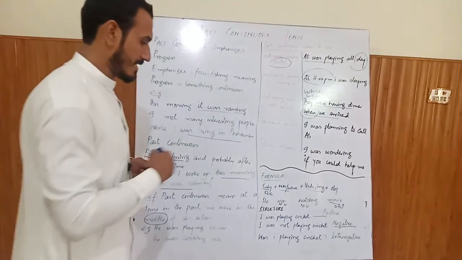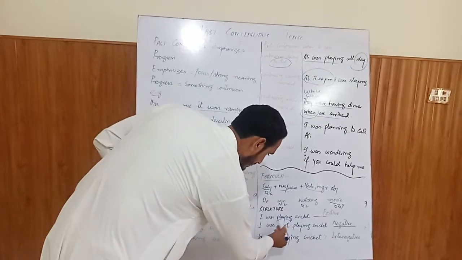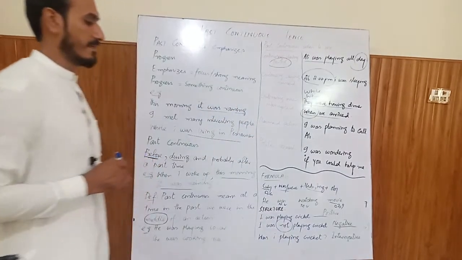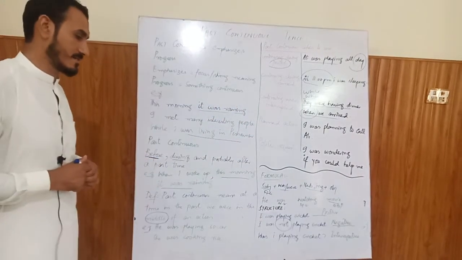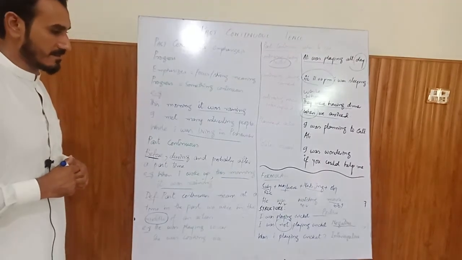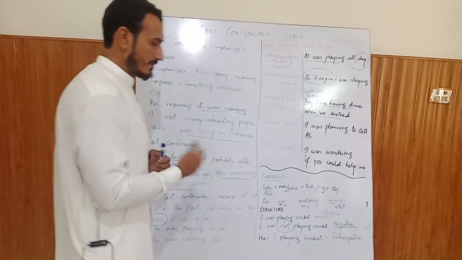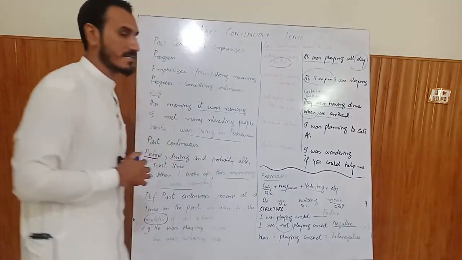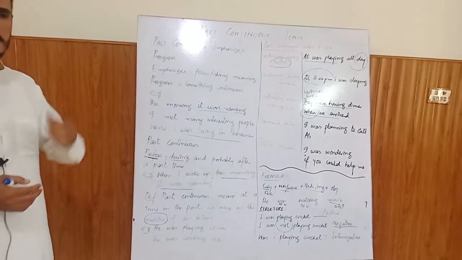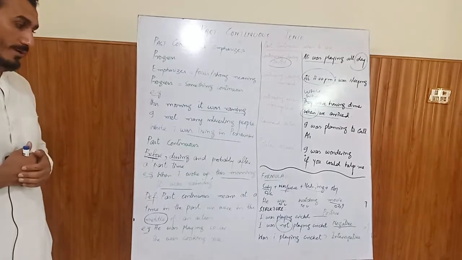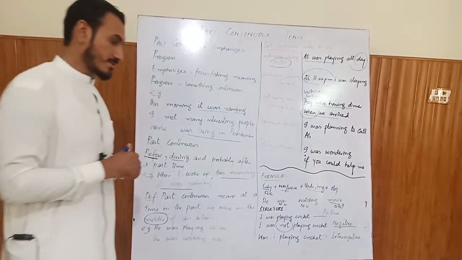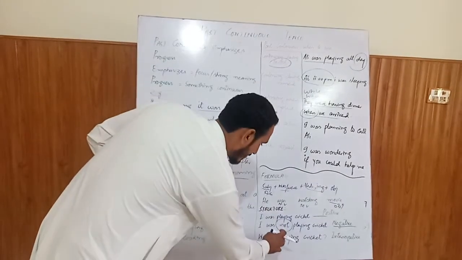What would be the negative? In negative we are putting not. I was not playing cricket. This is negative. Okay. Interrogative means in which we ask a question. An interrogative sentence is one in which we ask a question. In an interrogative sentence, the helping verb will come at the start.